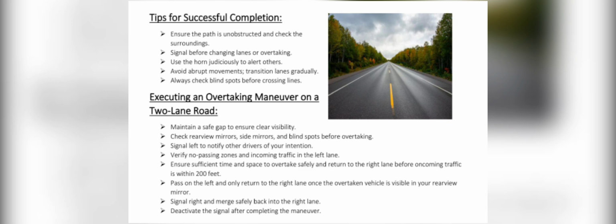Executing an overtaking maneuver on a 2-lane road, maintain a safe gap to ensure clear visibility. Check rear-view mirrors, side mirrors, and blind spots before overtaking. Signal left to notify other drivers of your intention. Verify no passing zones and incoming traffic in the left lane. Ensure sufficient time and space to overtake safely and return to the right lane before oncoming traffic is within 200 feet. Pass on the left and only return to the right lane once the overtaken vehicle is visible in your rearview mirror. Signal right and merge safely back into the right lane. Deactivate the signal after completing the maneuver.